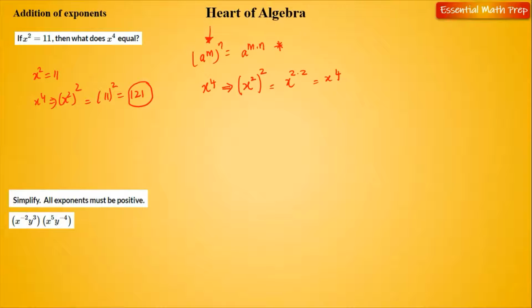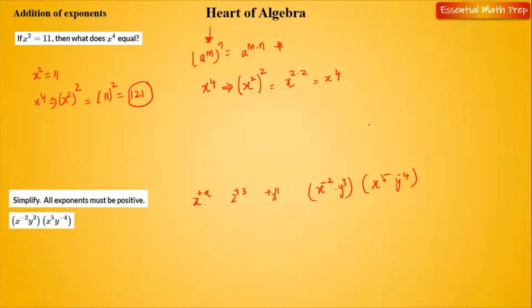Simplify. The key here is all exponents must be positive. So you can start however you want to start, and you may finish with the correct answer. And there may be more than one correct answer, but you must make sure that your exponents are positive. What they mean is it must be x power plus a, or 2 power plus 3, or 3 to the power 11, and so on. All of these are positive exponents, right? That's what they want. So if you write it as x power minus 2 times y cubed, multiplied by x power 5 times y power negative 4.